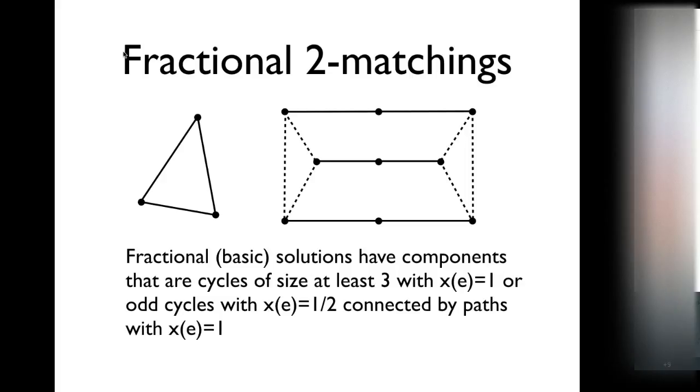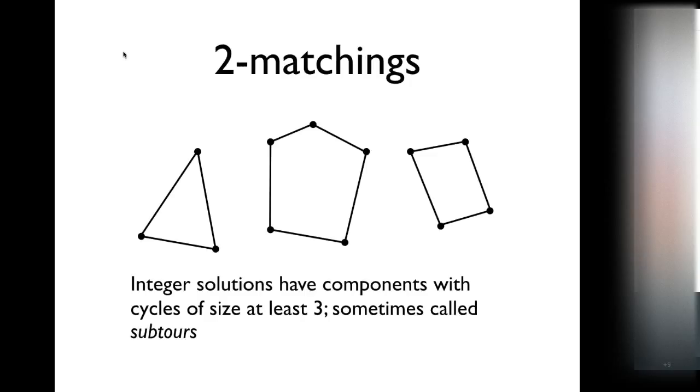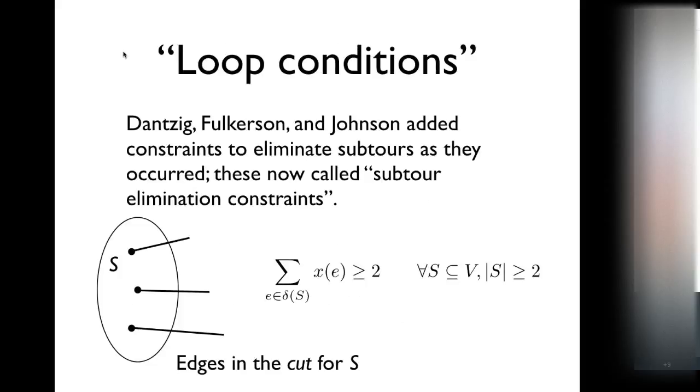If I look at integer solutions of this type, of course, now I only get this type of thing, so cycles on 3 or more cities. Sometimes these things are called subtours, because if you think about it, this is just taking a tour of just those 5 cities and ignoring everything else. So when Dantzig, Fulkerson, and Johnson were solving the linear program for the 42-city instance, one of the things that they found is that sometimes they would get these subtours. And so they introduced a cutting plane, an additional constraint that's satisfied by all tours, but not satisfied by those subtours. They called these loop conditions, but the name that's used now is subtour elimination constraints.